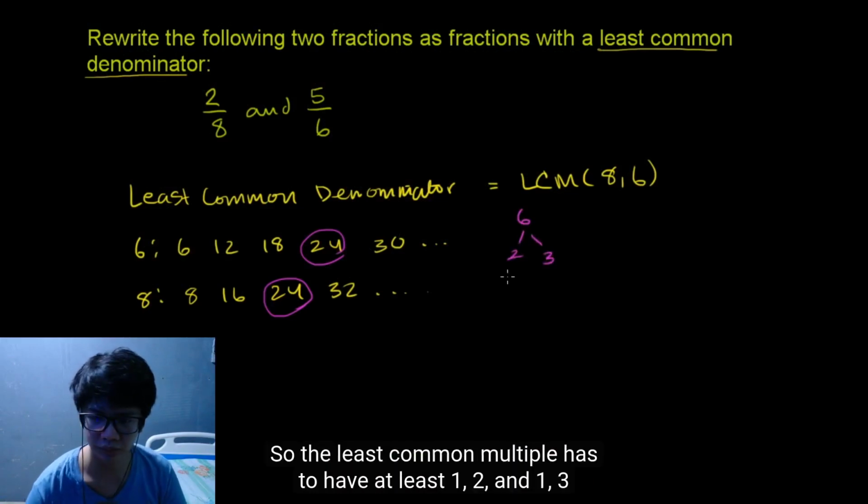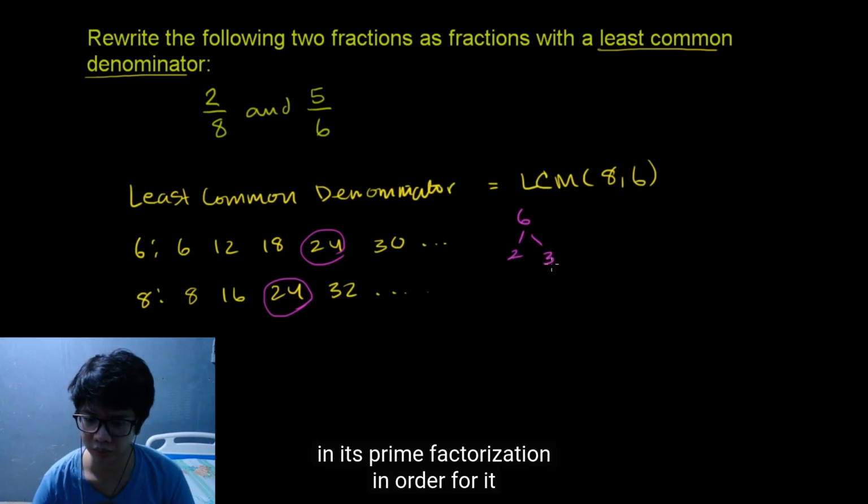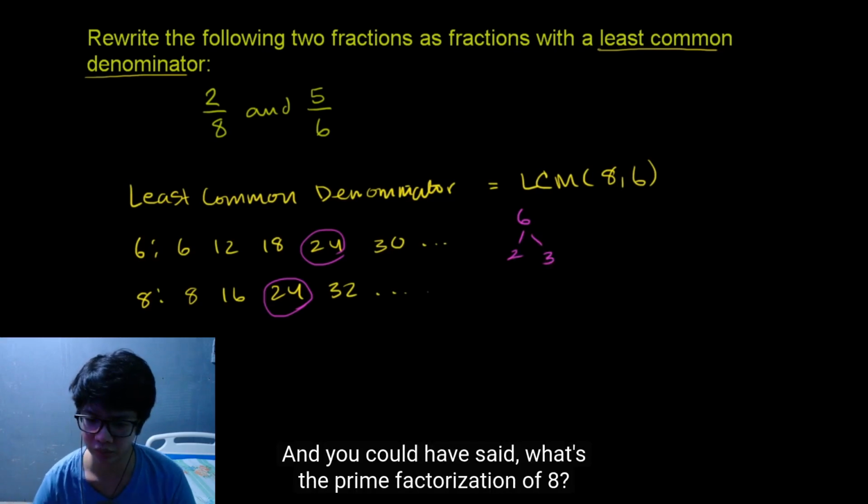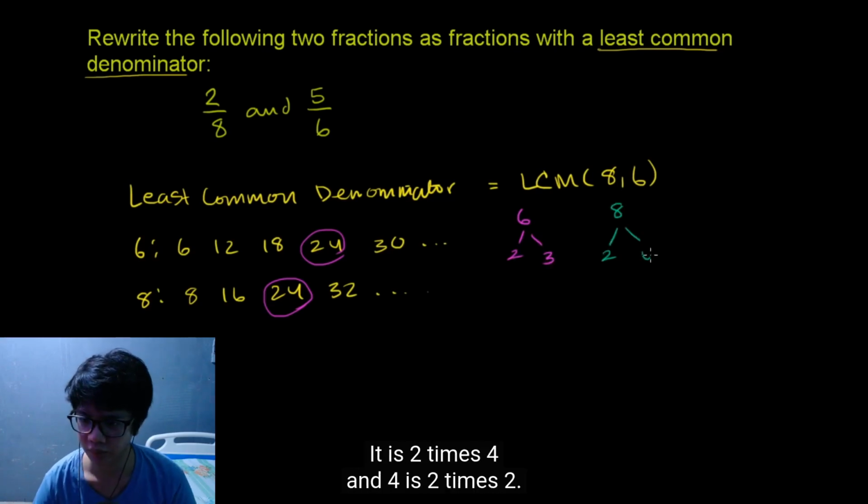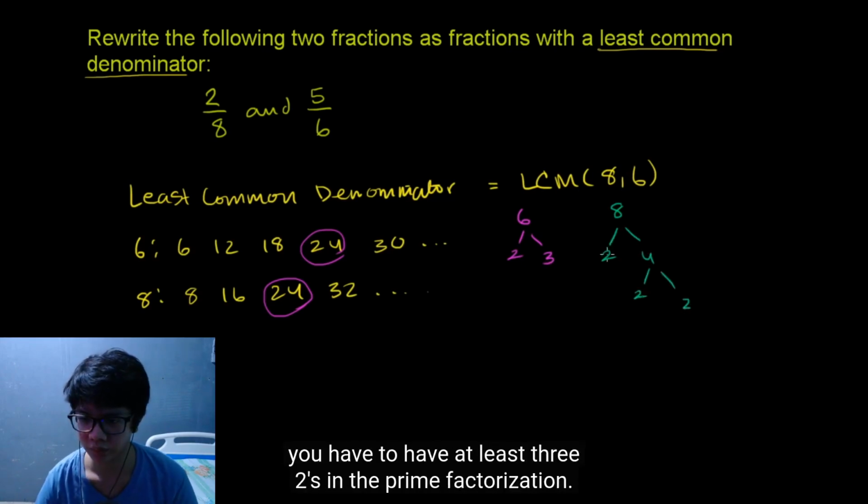So anything that is the least common multiple has to have at least one 2 and one 3 in its prime factorization in order for it to be divisible by 6. And you could have said, what's the prime factorization of 8? It is 2 times 4, and 4 is 2 times 2. So in order to be divisible by 8, you have to have at least three 2's in the prime factorization.